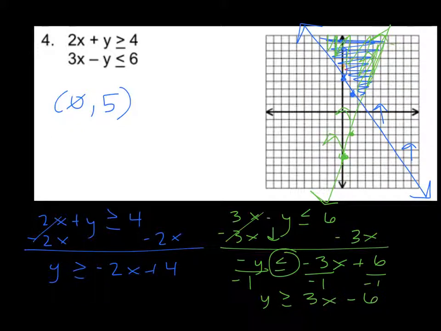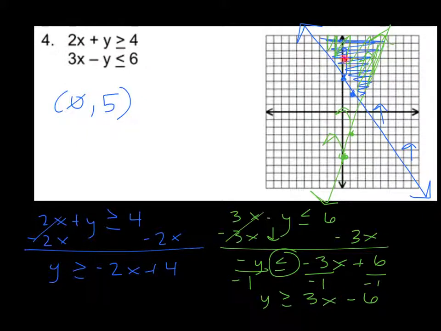So if I was to plug 0, 5 into these inequalities, it would satisfy both of them. So I could do 2 times 0 plus 5. Well, that's 5. Is 5 greater than or equal to 4? Yes, it is. I could plug it in here. 3 times 0 is also 0, minus 5. So is negative 5 less than or equal to 6? Yes, it is. So it works in both inequalities.